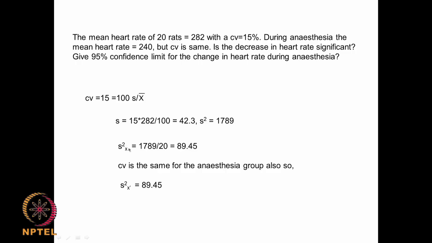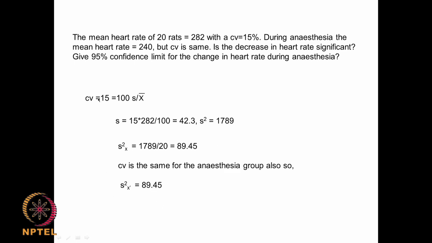Now I can calculate the standard error of the mean by dividing by 20 here. If you remember, what is the standard error? It is S by square root of n, or the square of the standard error of the mean will be S square divided by n. That is what I get, 89.45. Now CV is the same for the anesthesia group also, so the standard error will be the same for the anesthesia group. Do you understand this so far?